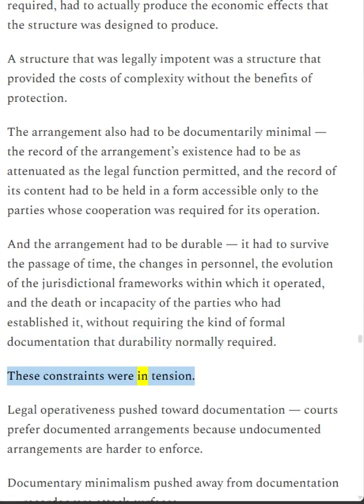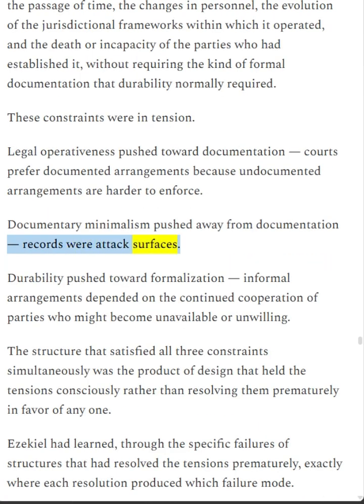These constraints were in tension. Legal operativeness pushed toward documentation. Courts prefer documented arrangements because undocumented arrangements are harder to enforce. Documentary minimalism pushed away from documentation. Records were attack surfaces. Durability pushed toward formalization. Informal arrangements depended on the continued cooperation of parties who might become unavailable or unwilling. The structure that satisfied all three constraints simultaneously was the product of design that held the tensions consciously rather than resolving them prematurely in favor of any one.